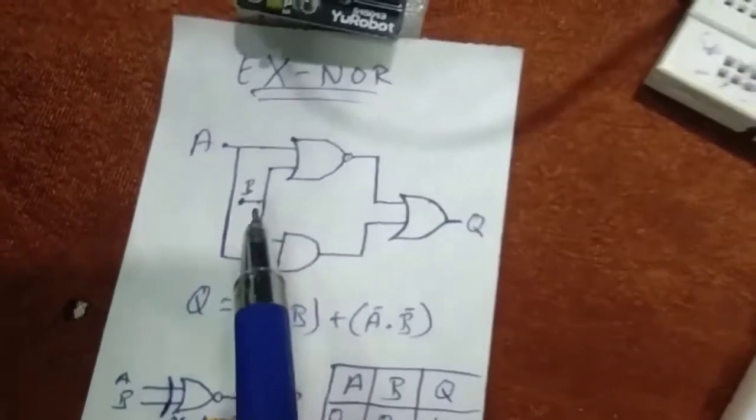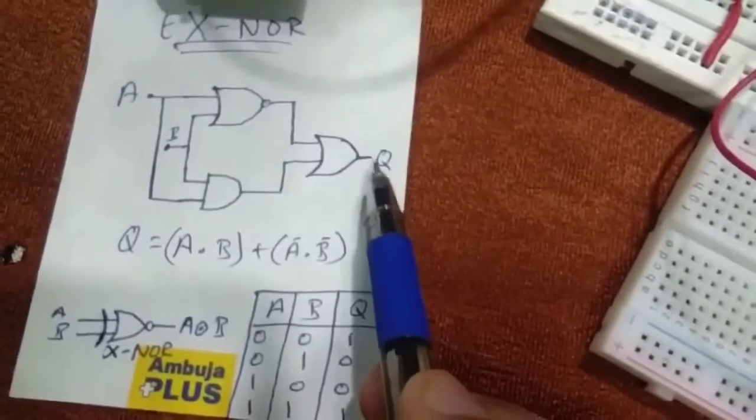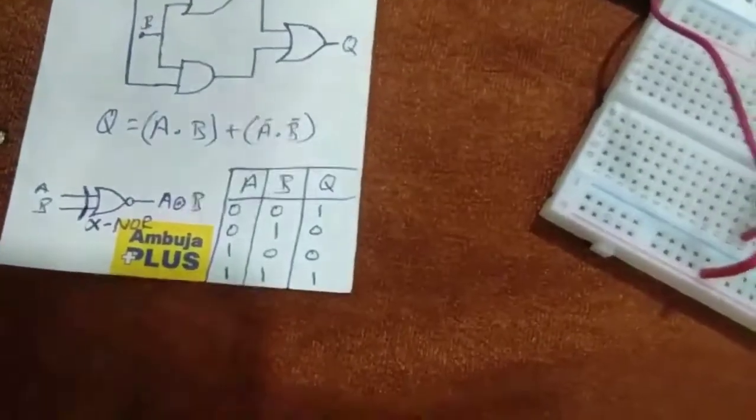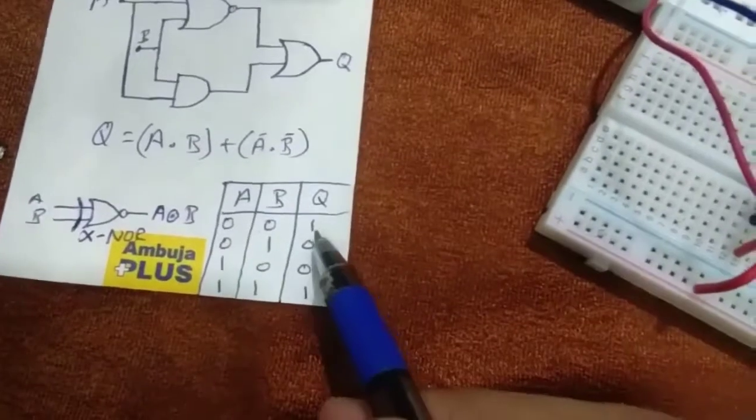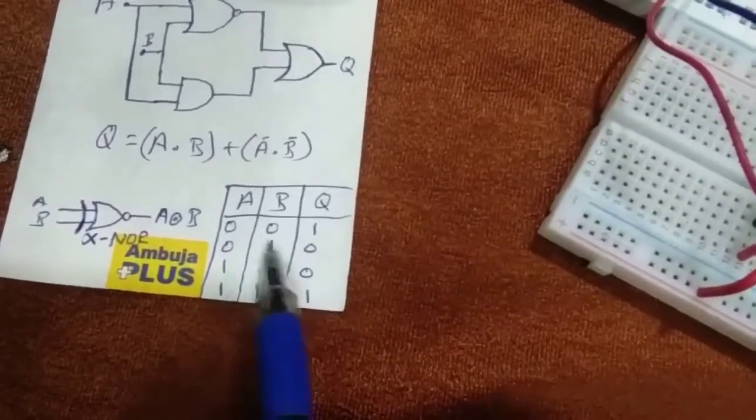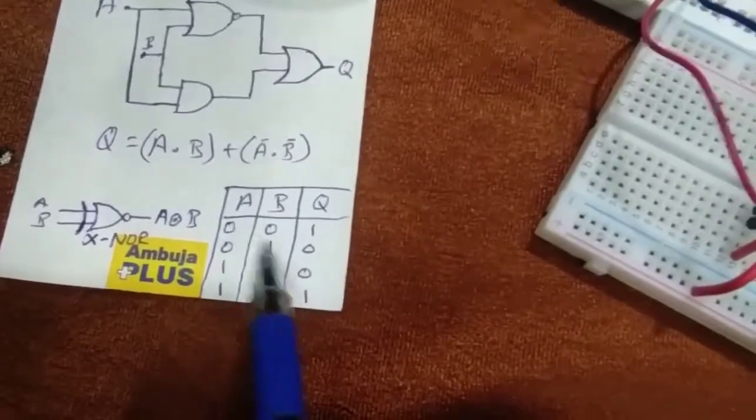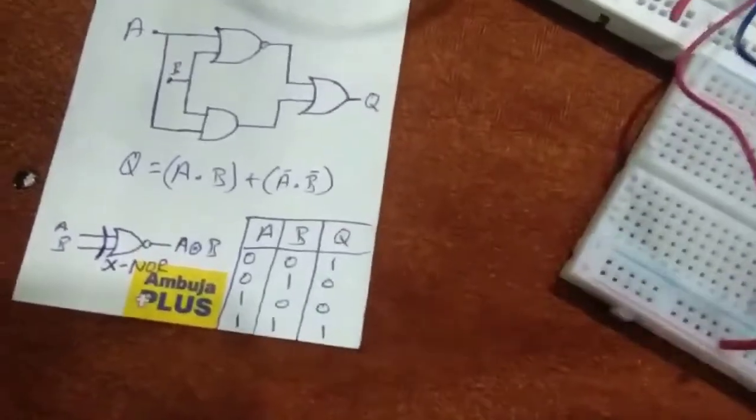Now coming to the truth table for the XNOR gate. Here we have two inputs A and B, and a single output Q. According to that, with two inputs and one output, we have built a truth table. We have 4 cases, and according to this truth table, whenever we have identical inputs, that is, whenever the inputs are 0 and 0 or 1 and 1, the output is high, that is 1. Whenever the inputs are not identical, the output is low, that is 0. So this is the truth table for the XNOR gate.